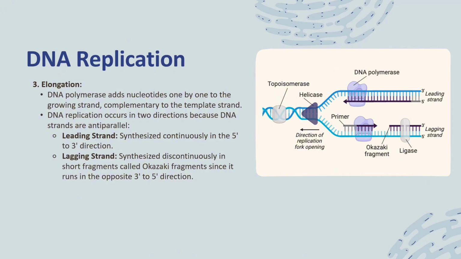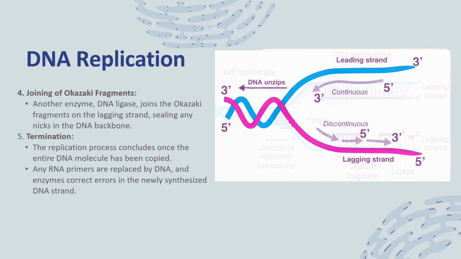DNA replication occurs in 2 directions because DNA strands are anti-parallel. There is one leading strand and number 2 is the lagging strand. The leading strand is the one that runs from 5 to 3 direction, and the lagging strand is the one that runs from 3 to 5 direction. On the leading strand, synthesis occurs continuously in the 5 to 3 direction. But on the lagging strand, synthesis occurs discontinuously in short fragments called Okazaki fragments, since it runs in the opposite 3 to 5 direction.